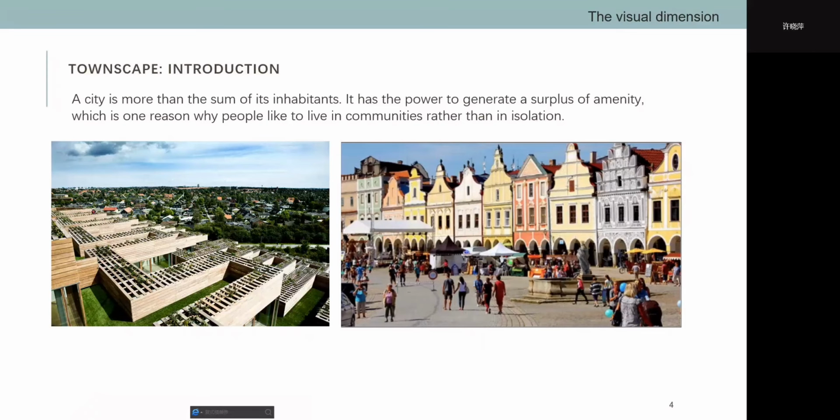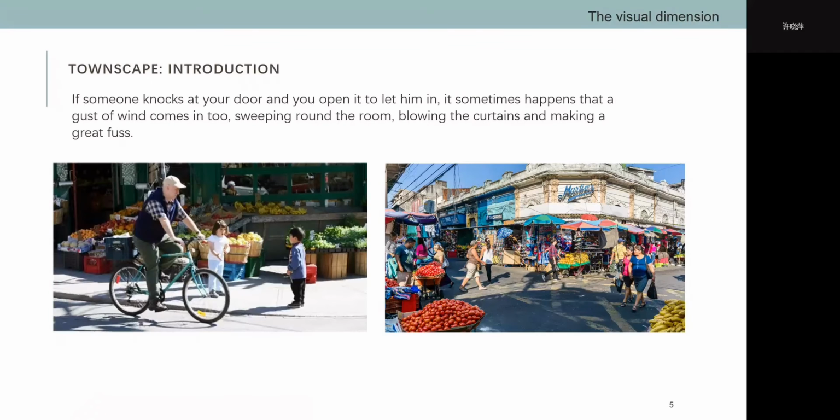Town space introduction. A city is more than the sum of its inhabitants. It has the power of generating a surplus of unity, which is one reason why people like to live in communities. If someone knocks at your door and you open it to let him in, it is sometimes happiness that a gust of wind comes in, sweeping through the room, blowing the curtain and making a great fuss.